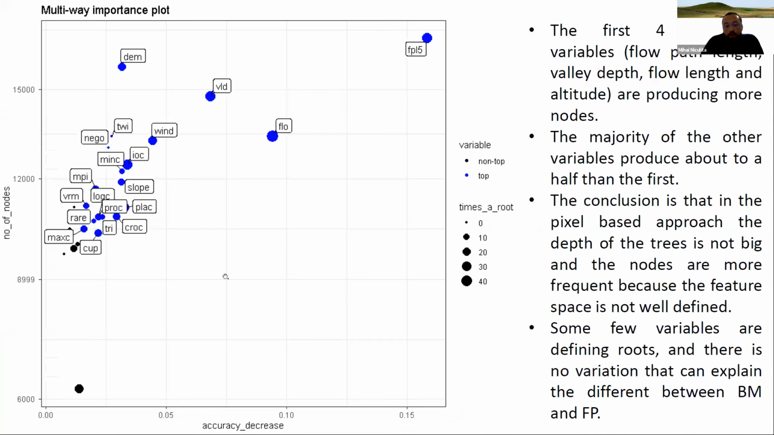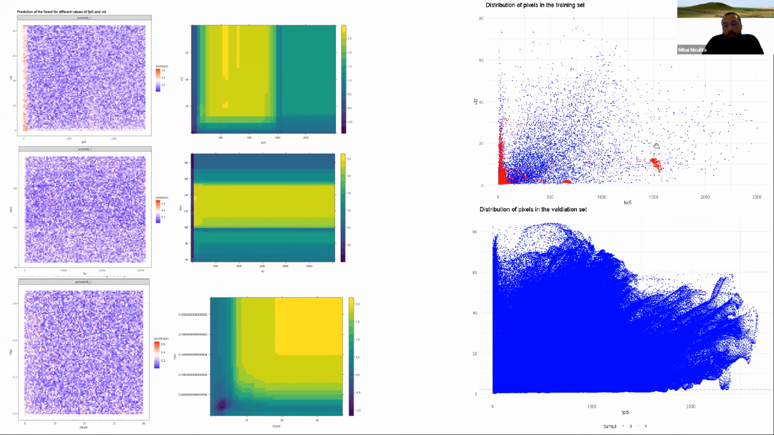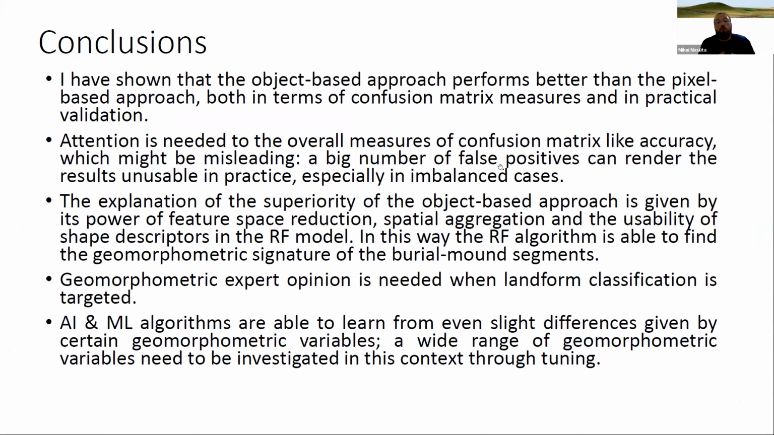So here we have the diagnostic plots for the pixel-based approach, which show us mainly that the statistical domain is not very well covered. This is the main problem of the method. That's why we get a lot of false positives. You can see it's very hard to establish the statistical feature space. So in our view, the object-based approach is better because it is able to define the feature space very well.